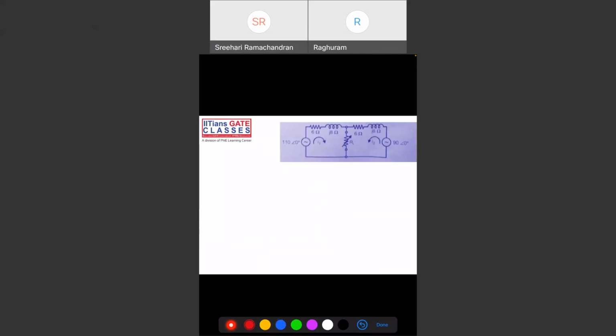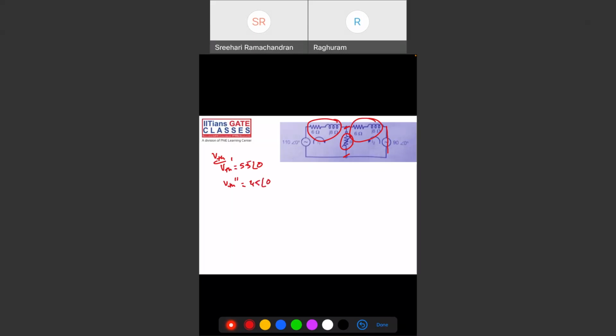So V Thevenin, how to find V Thevenin? Use superposition theorem. Short this, I need the voltage here. Open this and short this. So 6 plus J8 and 6 plus J8, both are equal impedances, so equal impedances share voltage equally. So V Thevenin from this side is 55 at an angle 0. From the other side, V Thevenin double dash, it's 90, so this will be 45 at an angle 0.